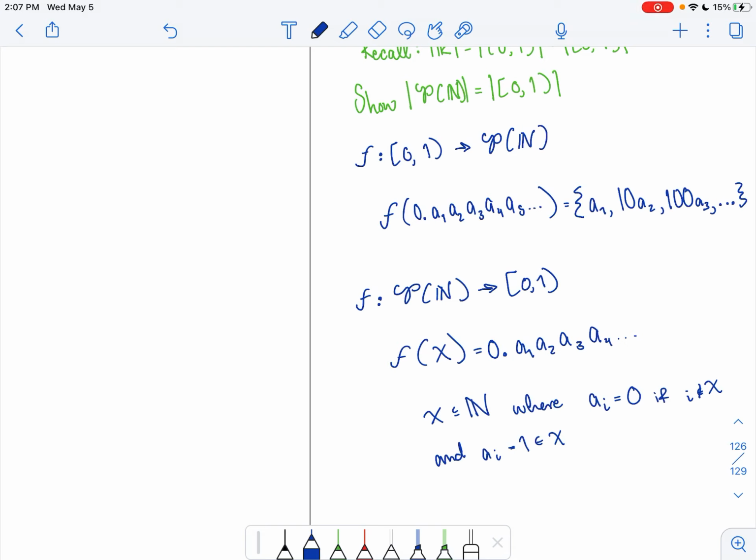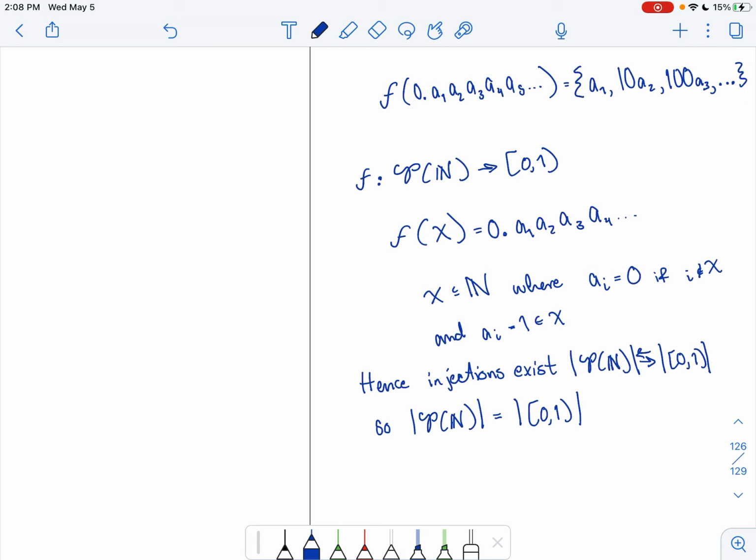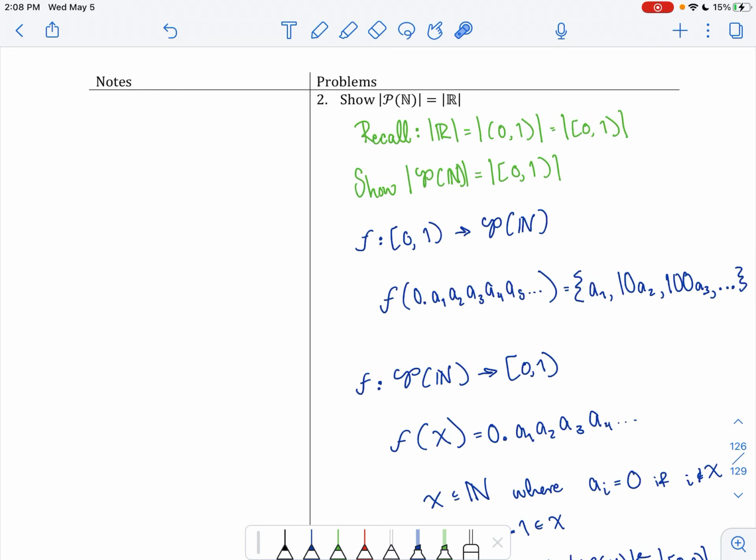So both of these are injections. Hence, injections exist from the power set of n to the interval 0, 1, and back again. So we know that the cardinality of the power set of n is equal to the cardinality of the interval 0, 1. And then therefore, by the transitive property, the cardinality of the power set of n is equal to the cardinality of the real numbers. So I'll often use these tools where I'm going to just use a different fact earlier to figure that out.